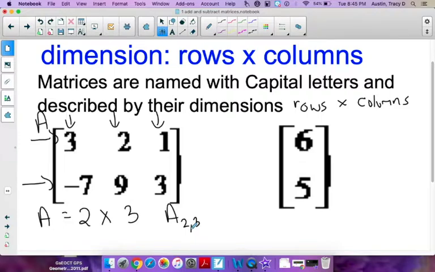All right, what about the next one? We'll call this one B, and let's describe B. B is a 2 by 1. 2 horizontal rows, 1 vertical column.